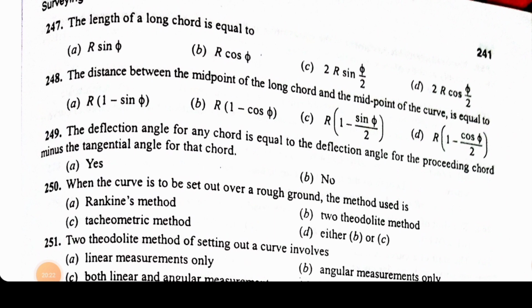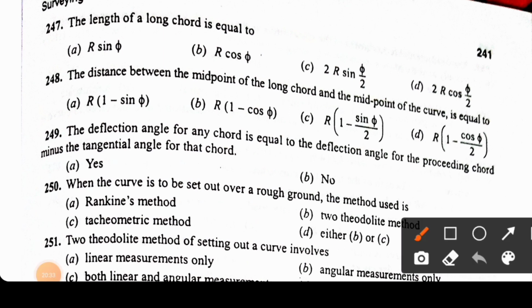The length of a long chord is equal to 2r sin phi upon 2. Correct answer C. The distance between the midpoint of the long chord and the midpoint of the curve is equal to r into 1 minus cos phi upon 2. Correct answer D.